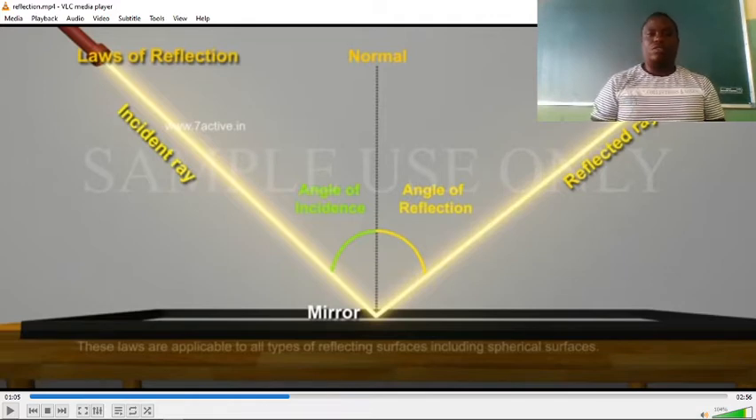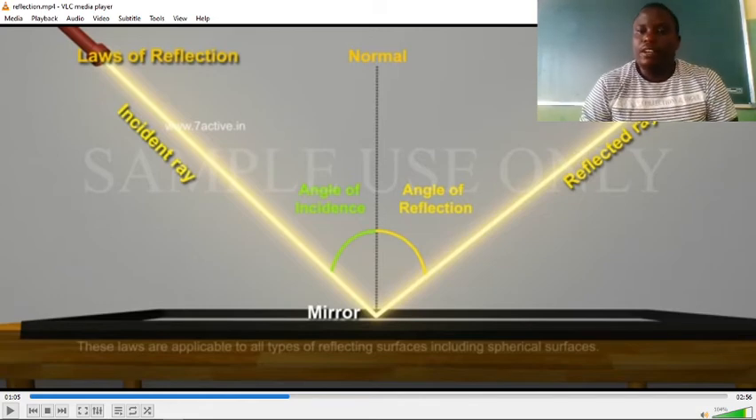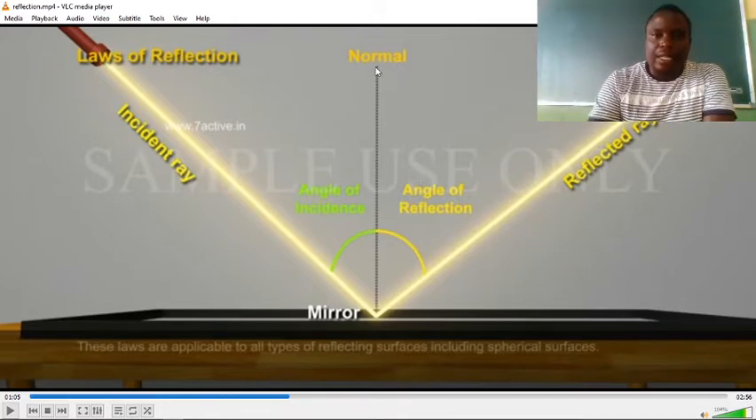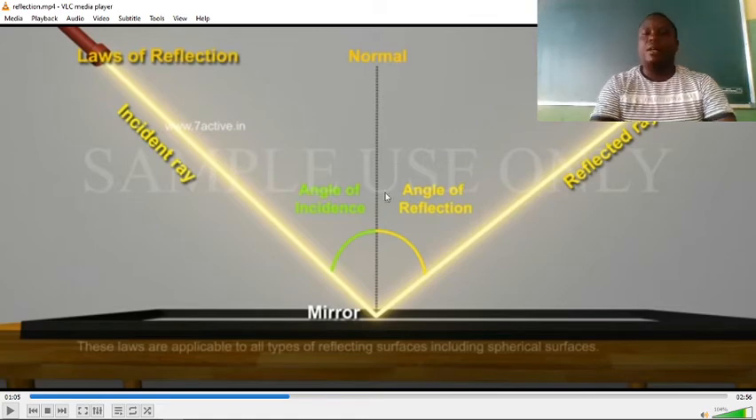The law of reflection, you have seen it: the incident ray and the reflected ray lie in the same plane. This one is the reflected ray, this one is the incident ray. And there is a normal, which is a line perpendicular to the reflecting surface of the mirror. The angle of incidence, which is the angle between the incident light and the normal, is equal to the angle of reflection.